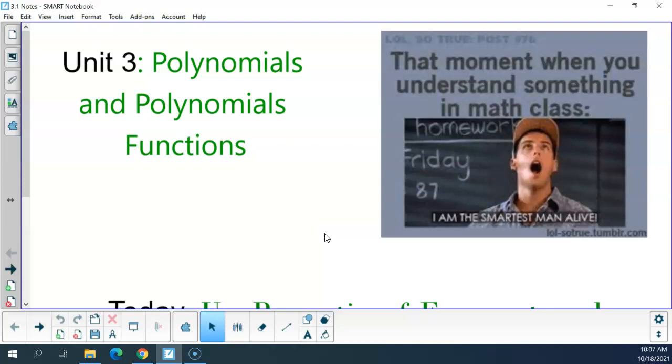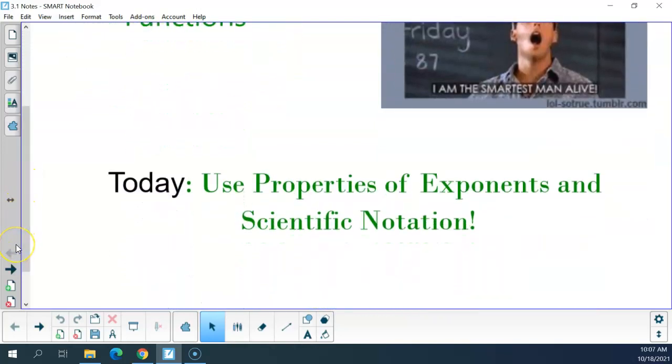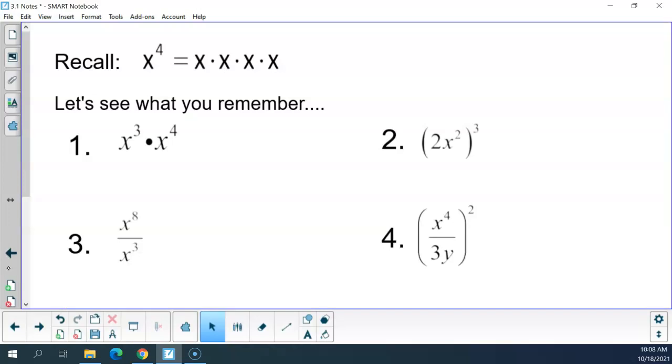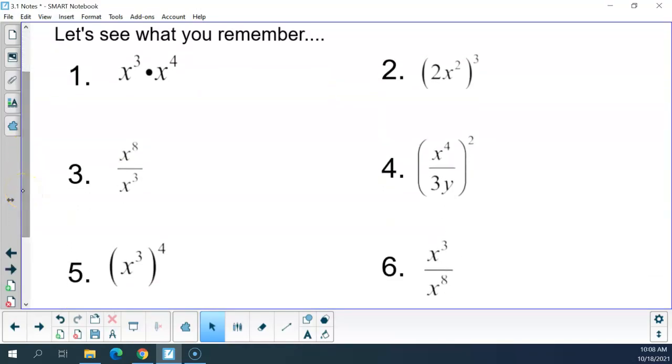Okay. So today, we're going to use properties of exponents in scientific notation. Okay, let's get into it. So I am going to tell you the fact that x to the 4th power, and that's how that's read. It's not read x4. It's read x to the 4th power is equal to x times x times x times x. Okay? With that being said, I would like to see what you remember about exponents by doing these 6 problems.